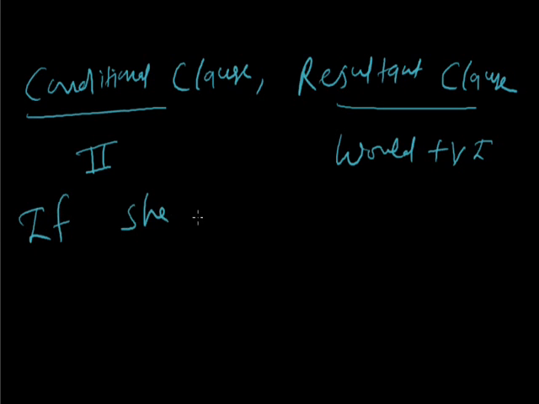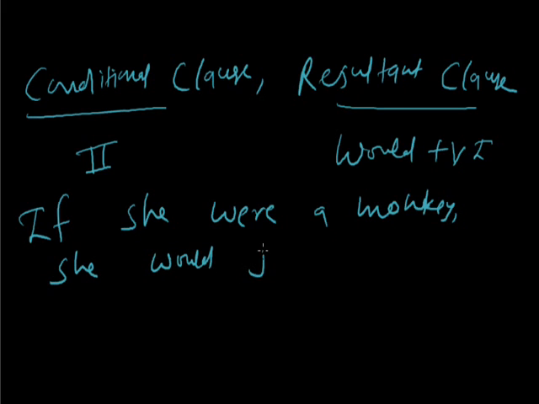If she were a monkey, she would jump from tree to tree. Oh, the poor girl. If she were a monkey, she would jump from tree to tree. We see that here we are using were instead of was with she.